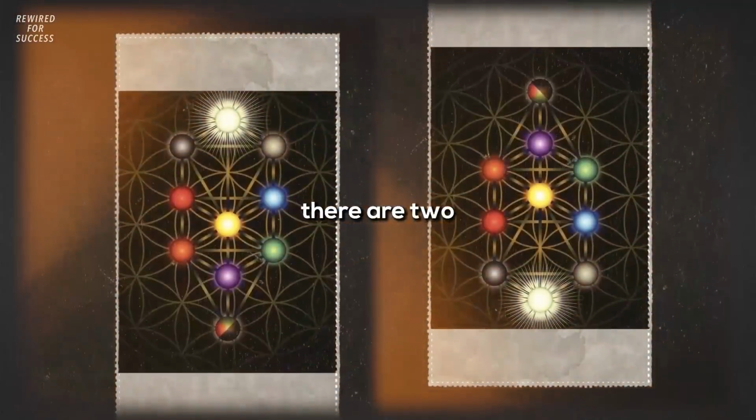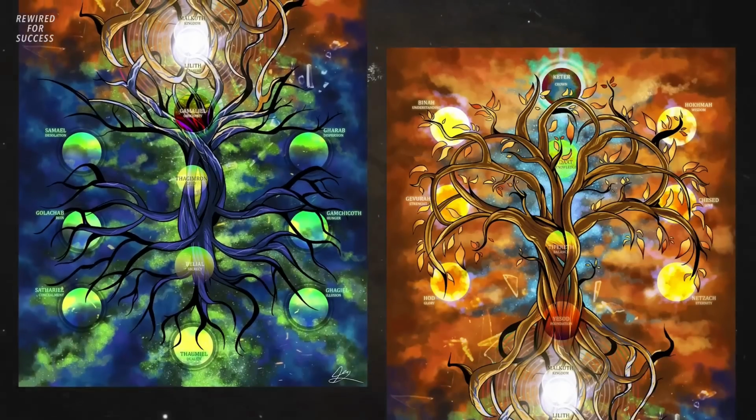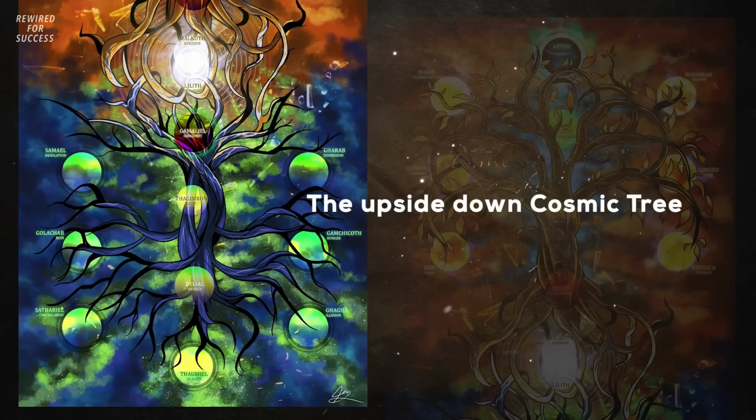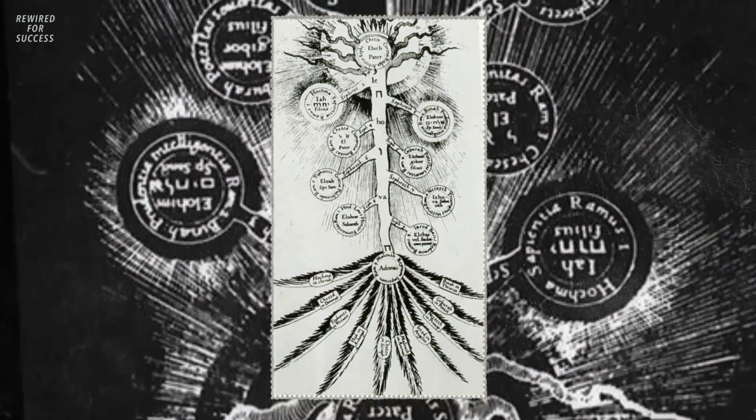In Kabbalah, there are two cosmic trees that symbolize the structure of the universe. One is upside down, and the other is right side up. The upside down cosmic tree is the one that I will focus on in this video, because comprehending how this tree works will empower us to change the world more effectively.